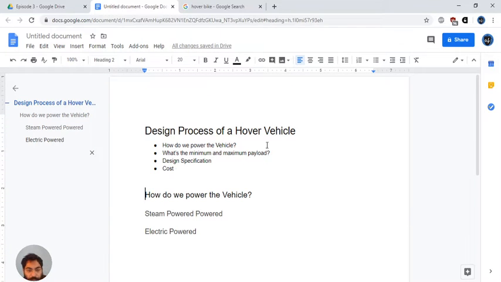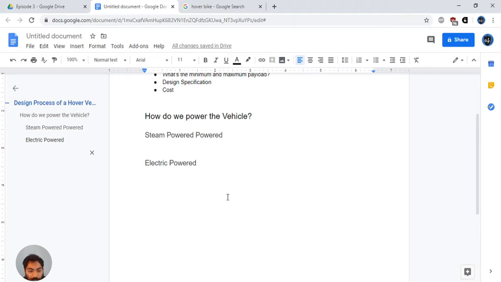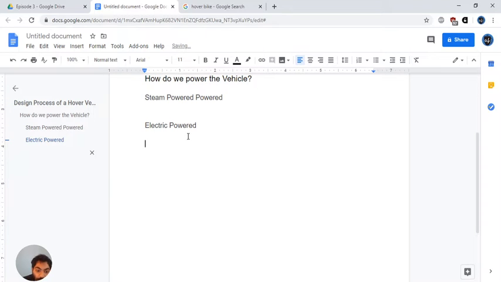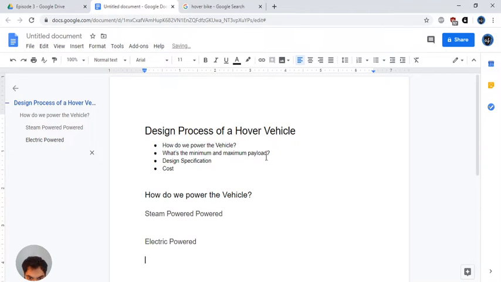So this is the how do you power this vehicle, right? So the first question is going to be steam power. For that, you need to know how much energy you're going to apply. Then again, it brings us back to the first question: what's the minimum and the maximum payload?